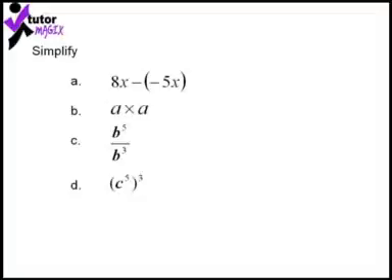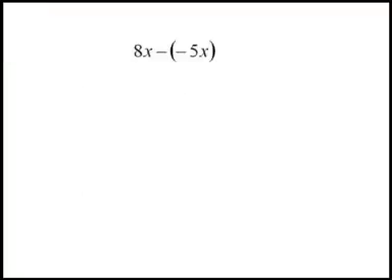We need to simplify all these expressions, so let's take a look at them one by one. 8x minus 5x. Now you need first of all to understand and realize that the 8x is separated from the bracket by the minus there in the middle.